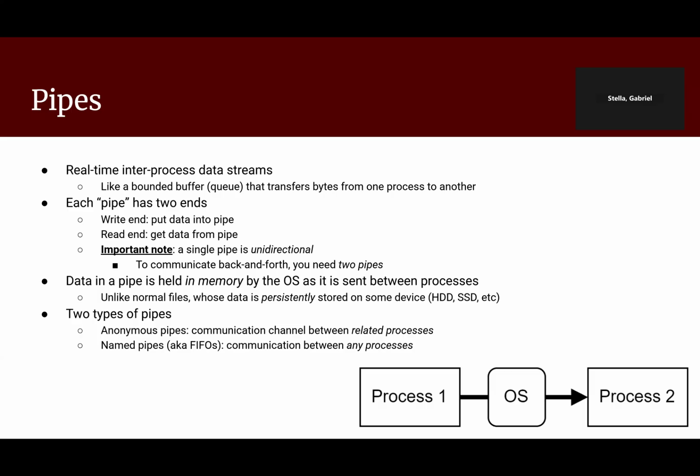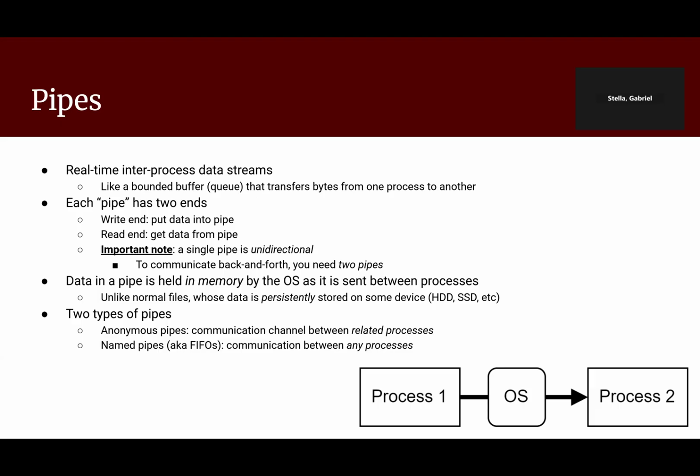And this means that one pipe object managed by the operating system is unidirectional. So if you want to send data back and forth between two processes, you do need two pipes. As mentioned, the pipes are managed by the operating system, and the data is stored in memory. With normal files, the data is stored on a storage device, but pipes are purely in memory. This is to support real-time communication, and that's good because it's fast.